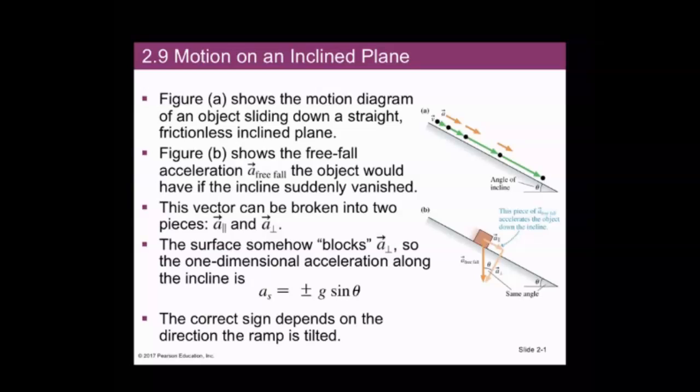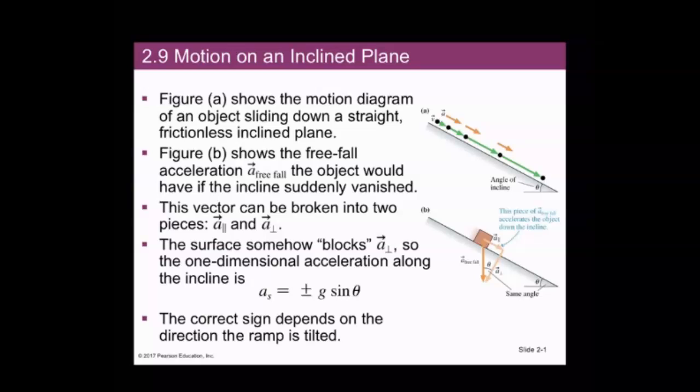In the second figure, we see the free fall acceleration, a vector free fall, that the object would have if the incline suddenly vanished. It's pointing straight down towards the center of the Earth, which would be the reason for its acceleration. We can break this vector, a free fall, into two components, a vector parallel and a vector perpendicular.